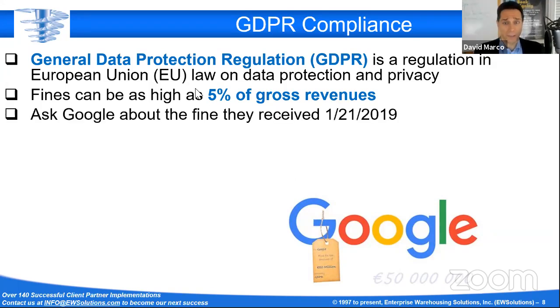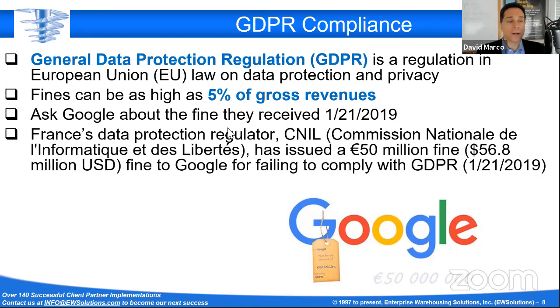And if you don't believe me, if you think, well, nah, the European Union, they're in Europe, they're nice over there. No, they have levied some big fines. No, they have levied some big fines. Ask Google about that. France's data protection regulator, CNIL, issued a $56.8 million fine, that's US dollars, because I know we have some folks from Canada here, for Google for failing to comply with GDPR. And this happened about 1.5 years ago.